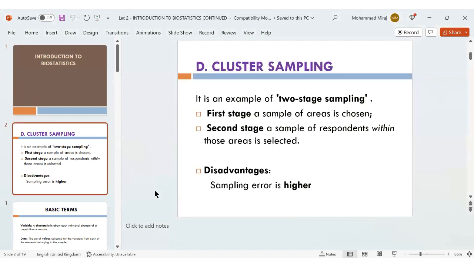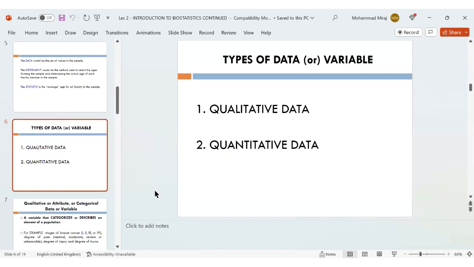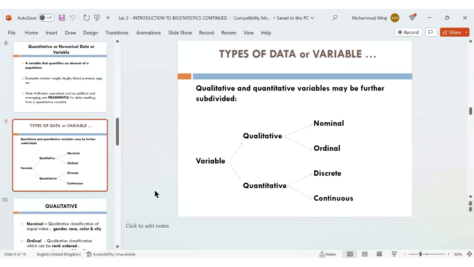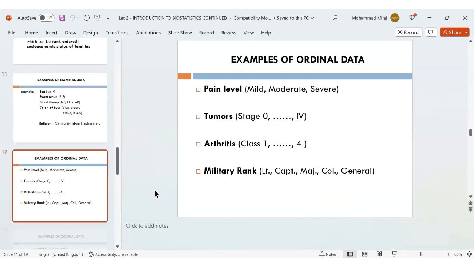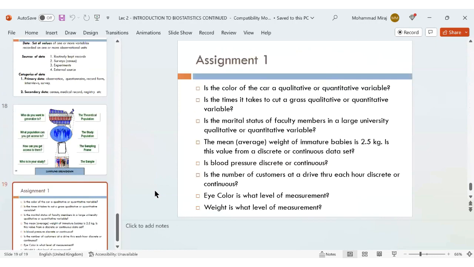Then we'll come to the next type of sampling, cluster sampling. So, in the next class, we'll start with cluster sampling. What are the basic terms? What do you mean by qualitative data? What do you mean by quantitative data? What are the examples? What is nominal, ordinal, discrete? So we'll do all these things. So please read about it, so that when we are discussing, you will be able to understand in much more detail.